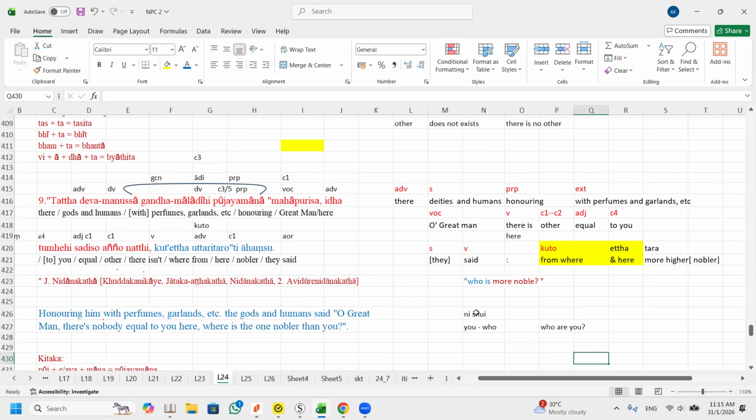So whether it's in Mandarin or in Pali, the Pali structure is you who, that means who are you? In this case, from where, here, more noble, that means who is more noble. It's very straightforward, but English likes to use who, followed by is or are, depending on the first person, second person, or third person. So technically it's like that.